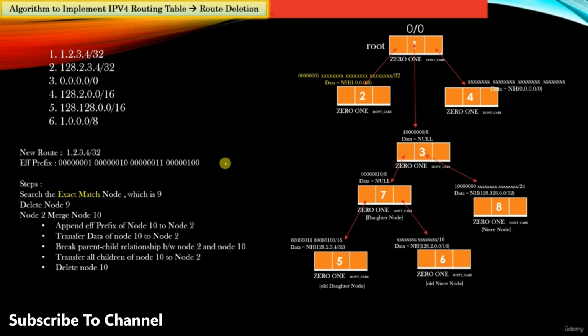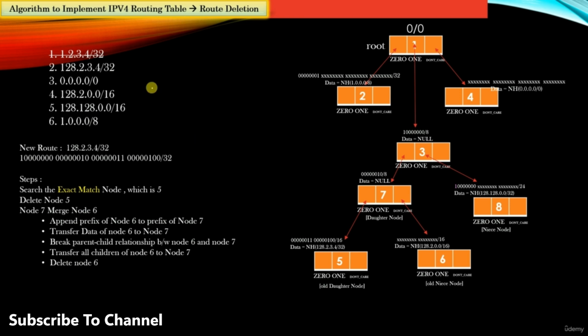All right, you can see that the effective prefix of the node 2 has now grown from just prefix length 8 to full prefix length 32, because this portion of the effective prefix is coming from the node number 10, which has been merged into the node 2.